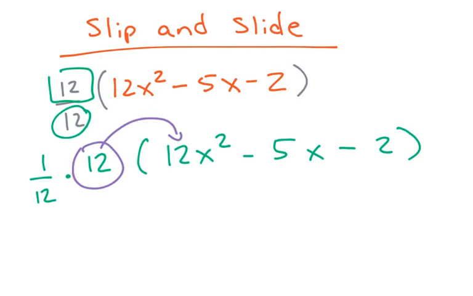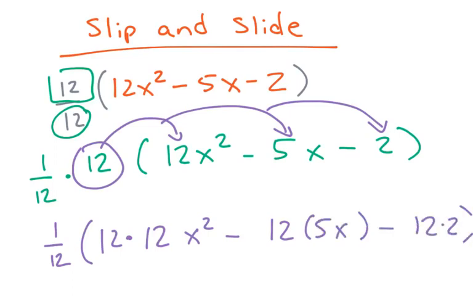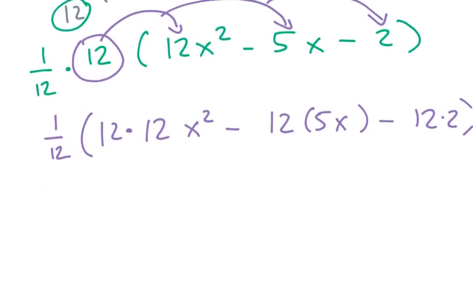I'm going to distribute this 12 into everything, and I'm going to rewrite this as 1 over 12, parentheses, 12 times 12x squared minus 12 times 5x minus 12 times 2. Now, here comes the genius move.